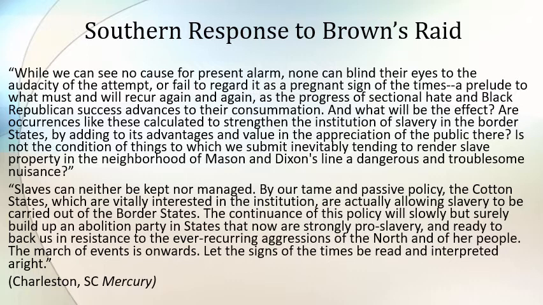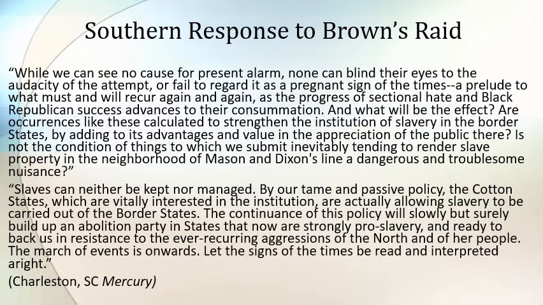John Brown's raid was a prelude to what must and will recur again and again. The fear again of slave revolts, now being encouraged and led by white Northerners. And why? All in an effort to promote this idea of what the South considered sectional hate and black Republican success. These are African Americans, the South is claiming, who are taking control of the Republican Party and putting it on the path towards civil war and the disunion of this country. And as we can see here, this is a fear of slavery being forced to its ultimate end.